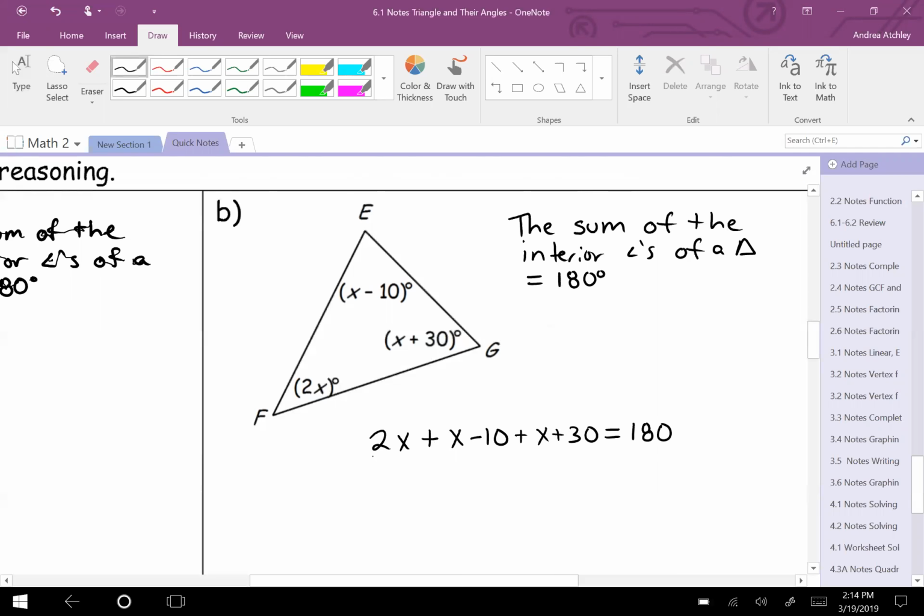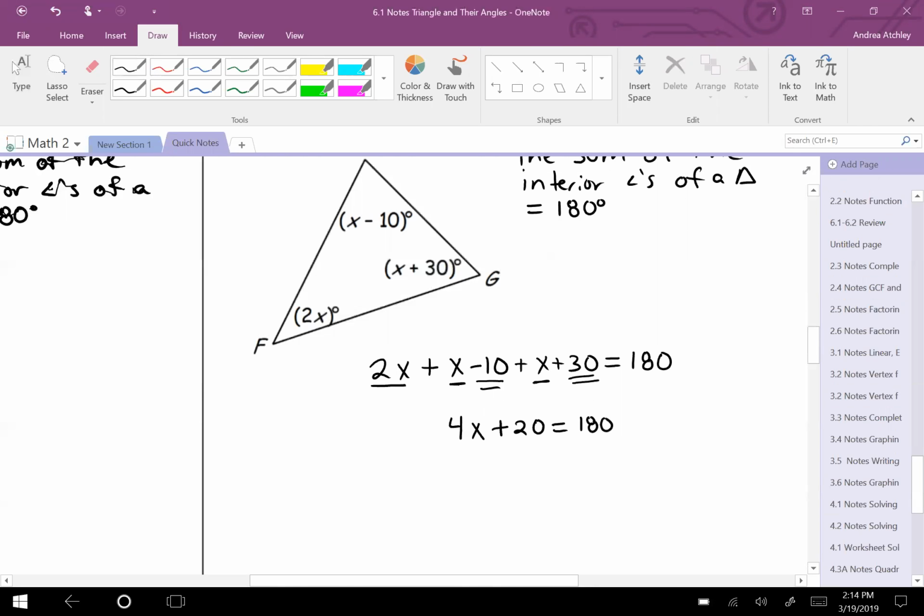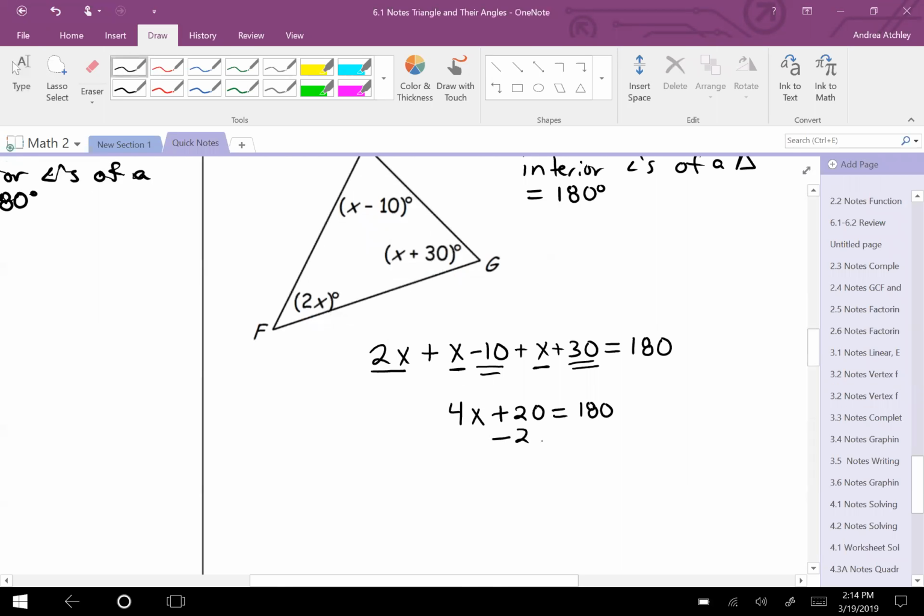Okay, then we combine our like terms. 2x and x is 3x's plus another x is 4x's. The negative 10 and positive 30, opposite signs subtract, and get positive 20 equals 180. Then subtract 20 from both sides. And you get 4x equals 160. Divide by 4. And x equals 40. Any questions over that?